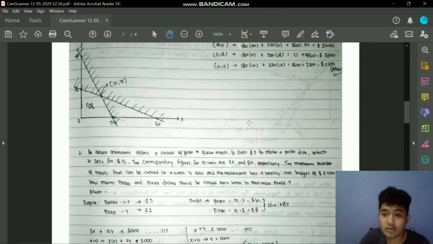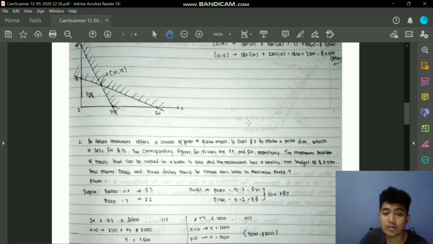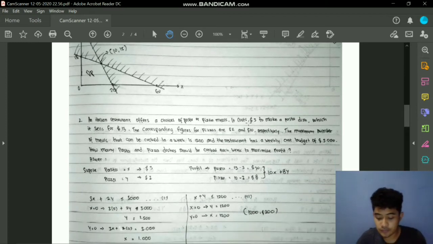Okay, let's move to the number 2 question. An Italian restaurant offers a choice of pasta or pizza meals. It costs $3 to make a pasta dish, which it sells for $13, and so on.